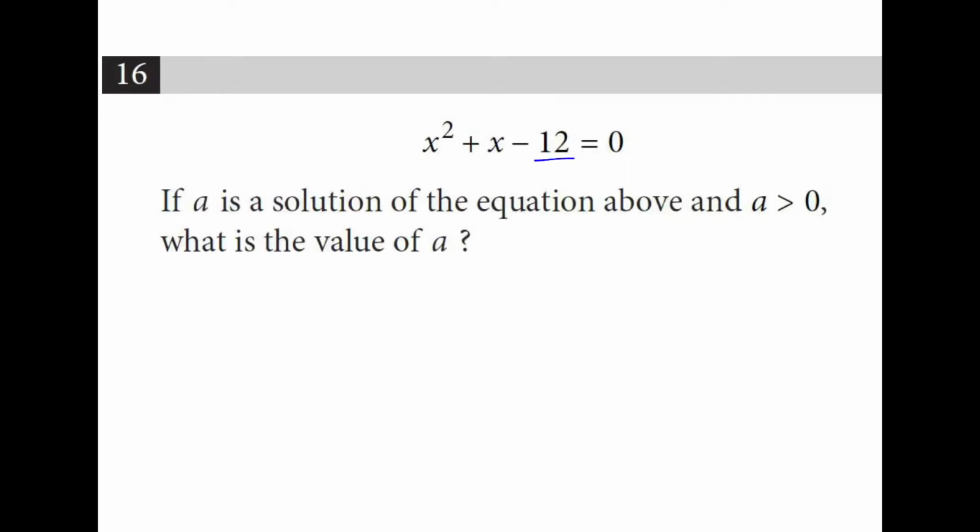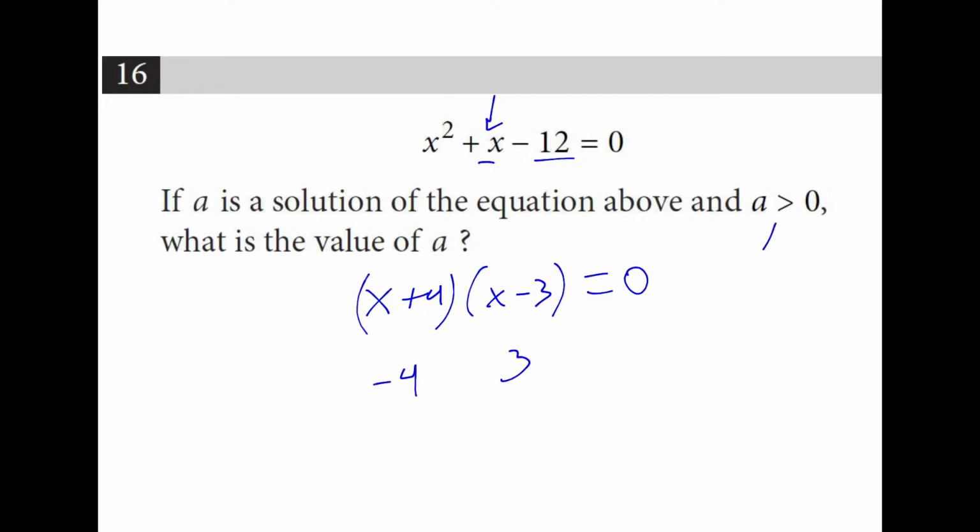Factors of 12 that add up to 1: 4 and 3. The 4 is going to be positive since this is positive. So negative 4 or 3. They want a number that's above 0, so the answer is 3.